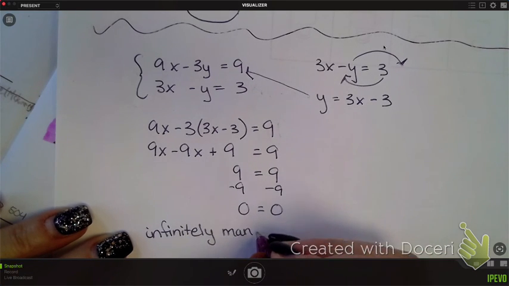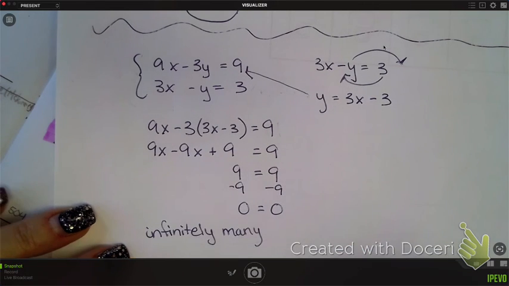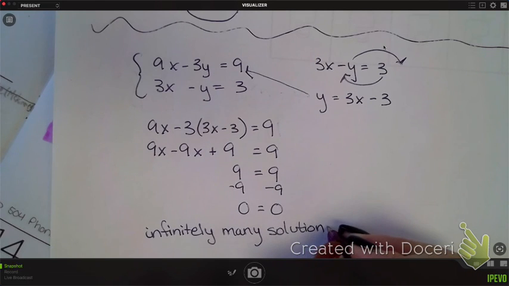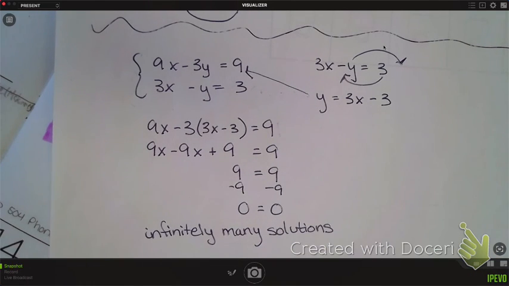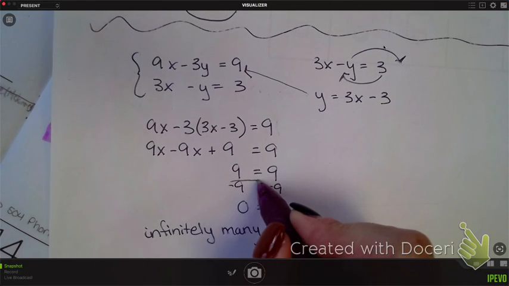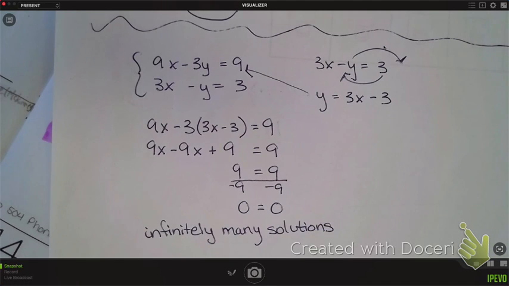It's infinitely many solutions. Now we need to talk about why it's infinitely many solutions. Because 0 will always equal 0. Could I have written this back here as 9 equals 9? Will 9 always equal 9? Yes. It's infinitely many solutions. What if I get 0 equals 4? That's just no solution.